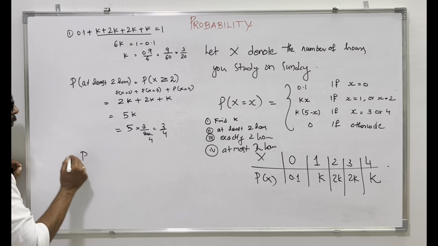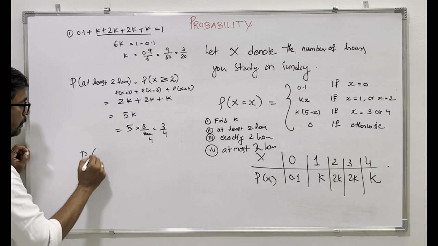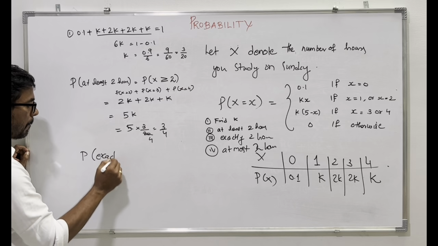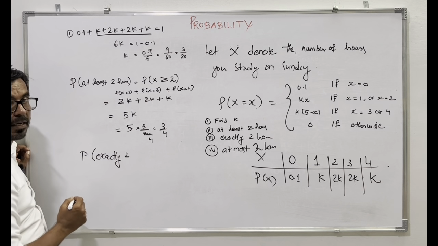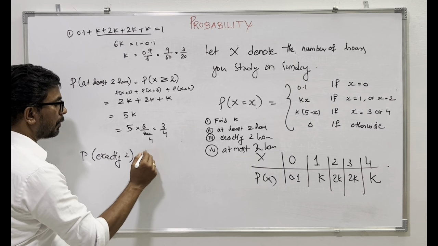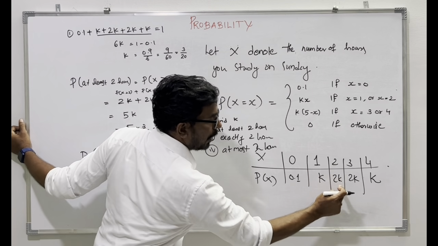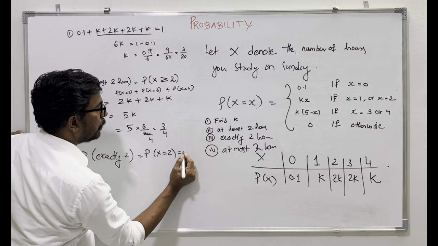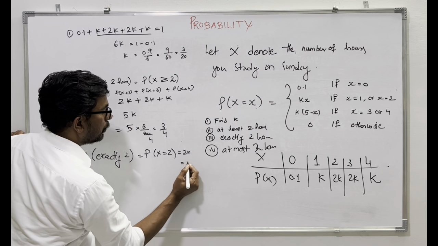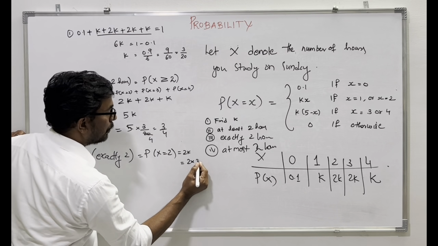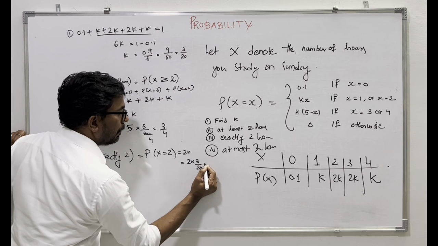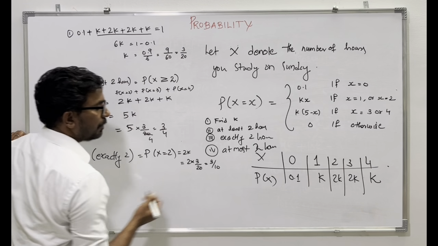Now probability of exactly 2. Exactly 2 means probability of x equal to 2. X equal to 2 is 2k, that is equal to 2 into k, which is 3 by 20. That is 3 by 10 when you cancel.